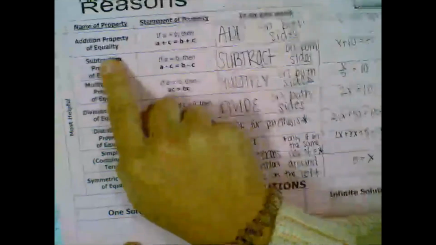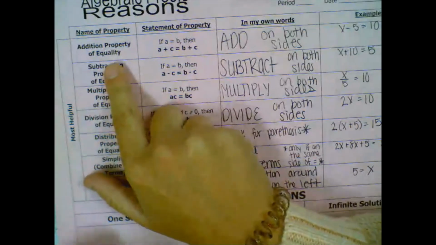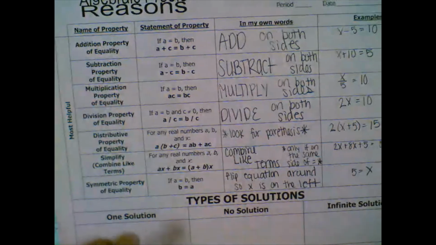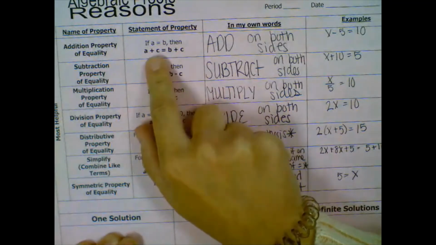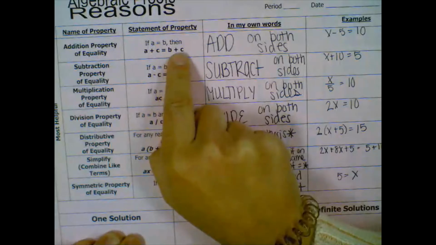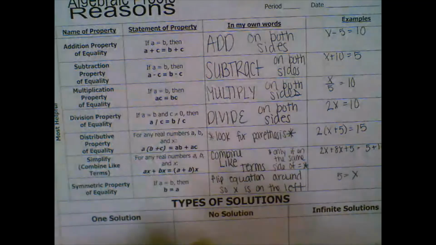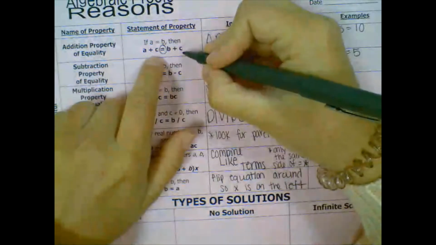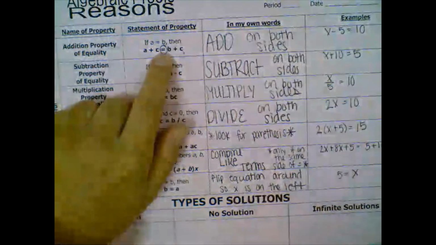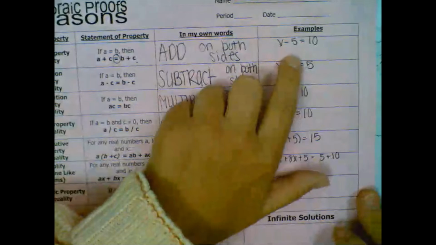First, addition property of equality. This is something you have been using since you learned how to solve equations. All it means is that we can add the same thing to both sides, and it'll allow the equation to remain equal. The important part is that this property means it will remain equal. So if I add c to both sides, it has the maintenance of equality.